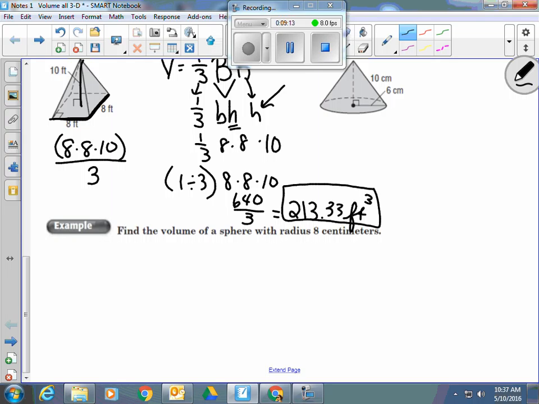Okay? So this one right here, a cone. What's the formula for volume of a cone? It is 1/3 area of the base times height. So this is 1/3. What shape is my base? Circle. So that's going to be pi r squared times my height. What's my radius? 6. Very good. And what's my height? 10.